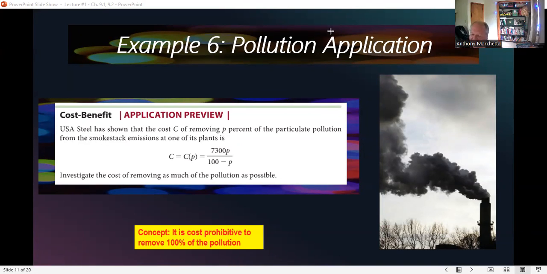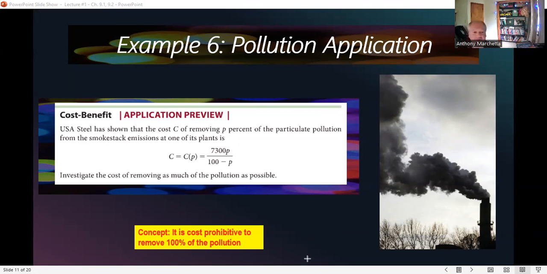So in the same way that you have 0, the opposite of nothing is everything, and the opposite of 0 is infinity. So if you're taking the limit of something over 0, the answer is it doesn't exist, it's infinity. Let's do it with tabular analysis and you'll see what I'm saying. The function is 7,300p over 100 minus p.